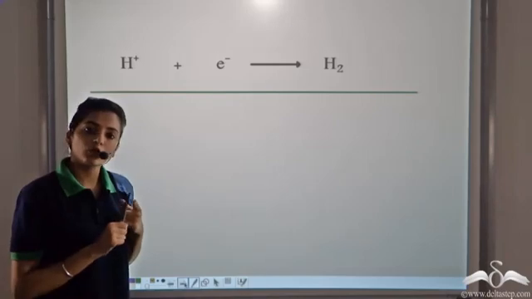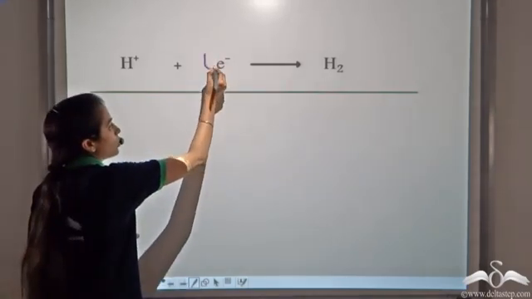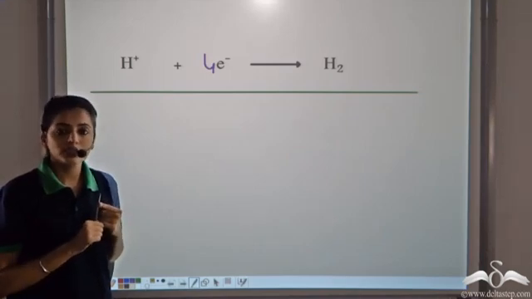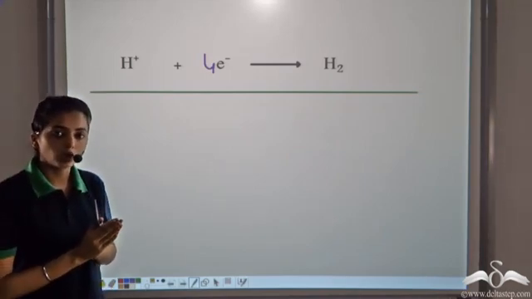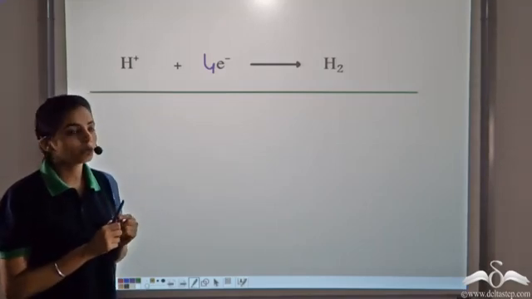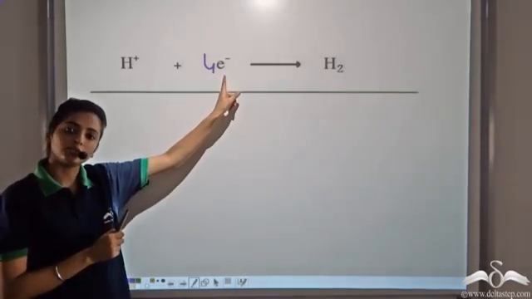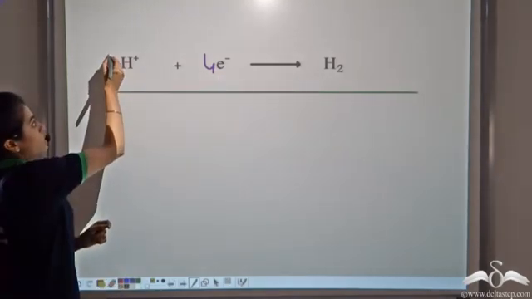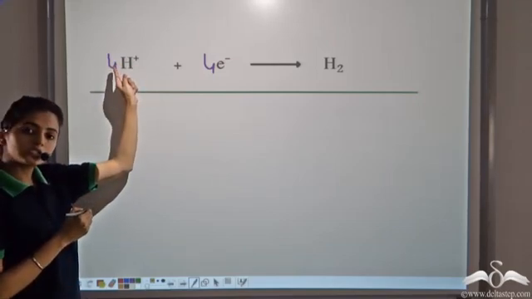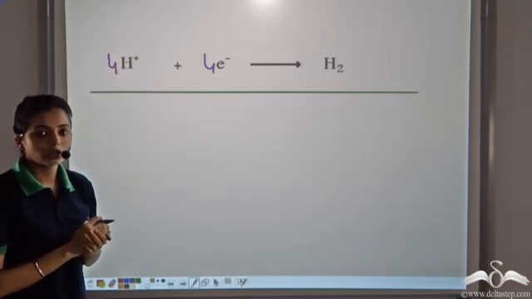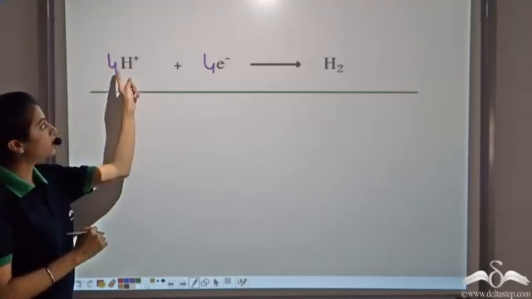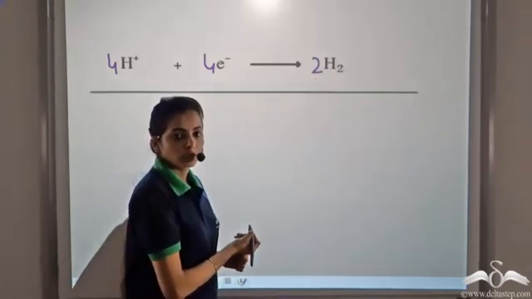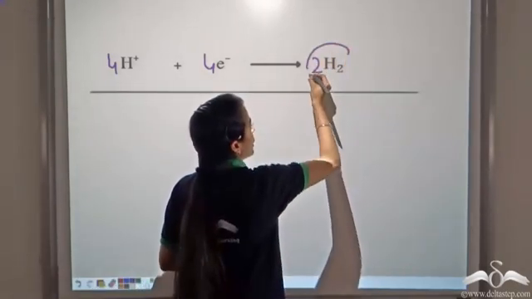Since 4 electrons are involved at the anode, at the cathode also we need 4 electrons. Since the electrolytic solution is always electrically neutral, the number of electrons taking part at the anode is equal to the number of electrons taking part at the cathode. Now we'll try to balance this equation. We have 4 negative charges, so in order to balance it, we need 4 positive charges. Now we have 4 hydrogen atoms, so to balance this, we get 2H2. So what do you observe? 2 volumes of hydrogen are formed.